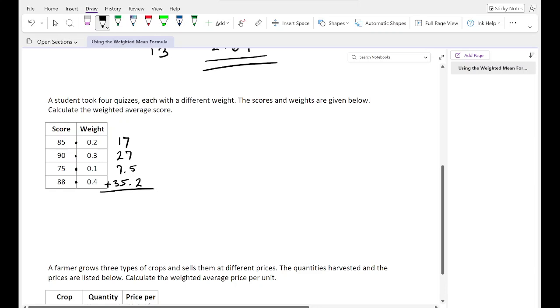And now I just add them all up, and that will give me the weighted average. So when I add this whole thing up, 17 plus 27 plus 7.5 plus 35.2, I'm going to get a weighted average of 86.7. So that is my weighted average for all the quizzes that were taken by this student in this particular class. So a good average, 86, not bad.